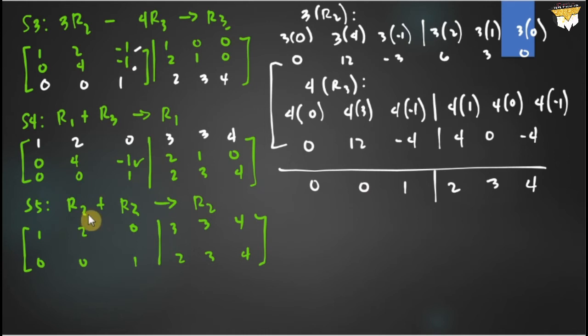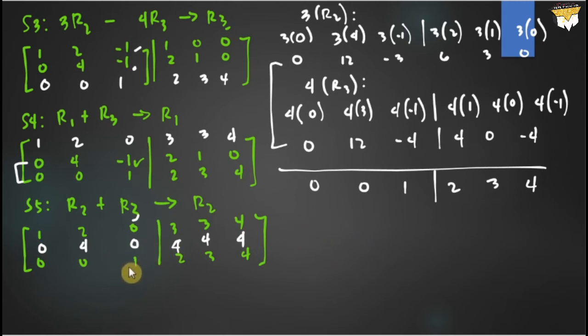So, row 2 plus row 3. Okay? Row 3 ito. Row 2 plus row 3. So, row 2, ito, tsaka row 3. So, 0 plus 0 is of course 0. 4 plus 0 is 4. Negative 1 plus 1 is of course 0. Then 2 plus 2 is 4. 1 plus 3 is 4. 0 plus 4 is 4. Okay, so ito na ngayon yung row 2.